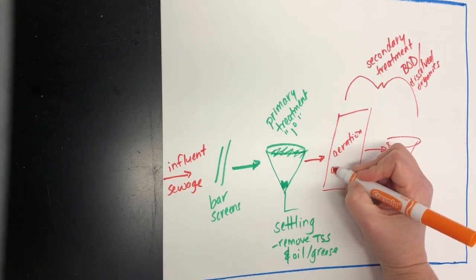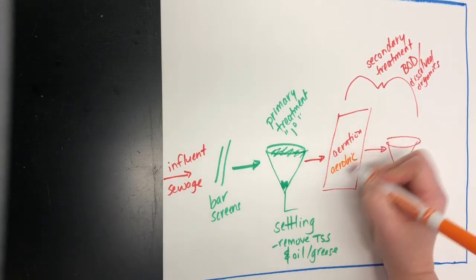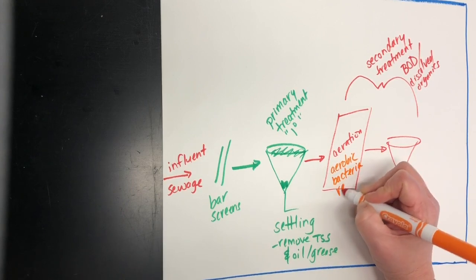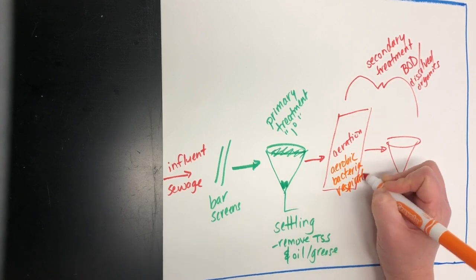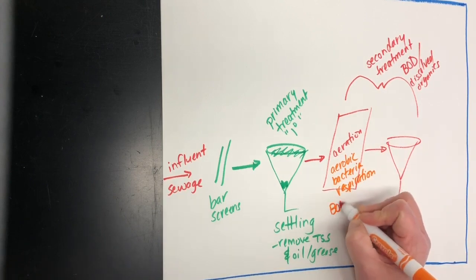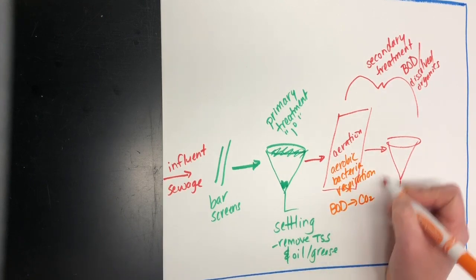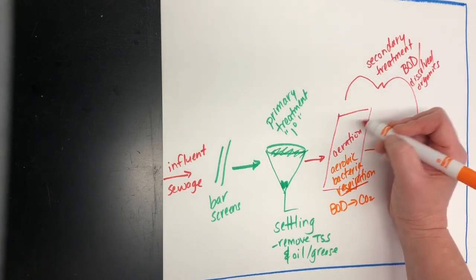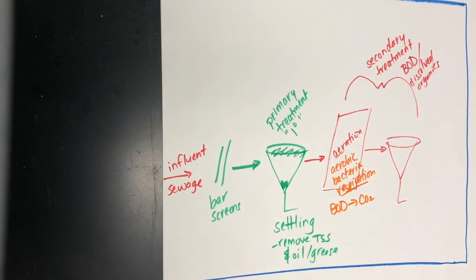So what happens is the aerobic bacteria do aerobic respiration, and basically the BOD goes into CO2 and the CO2 comes out. To make sure I can do enough respiration, this is called aeration because they bubble lots of oxygen in here. It's really, really bubbly, and that way the oxygen doesn't limit the aerobic respiration.